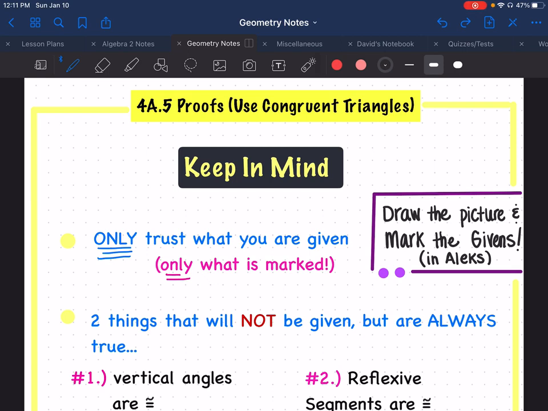All right, today's lesson is 4A.5, proofs or use congruent triangles. Before we take a look at our 4 proofs for today, there's just a couple of things that I want you to keep in mind. Please remember first to only trust what is given to you in Alex, or only what is marked in the picture. One tip for you is to go ahead and draw the picture that you see in Alex and mark the givens. This is going to help you to pick which shortcut you can use.